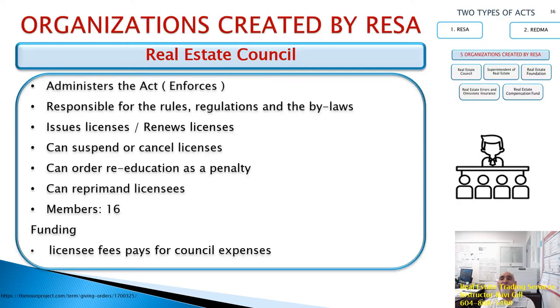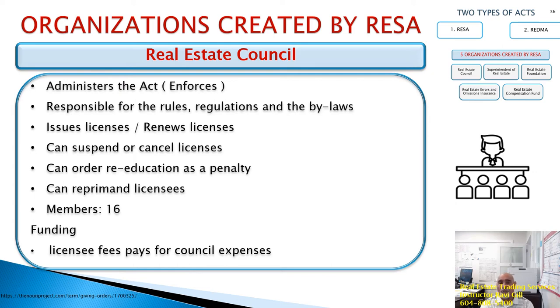Okay, let's take a look at what the council does. Real Estate Council, that's number 1 right here. So we've got 2 types of acts, RESA, the Real Estate Services Act, and the Development Marketing Act. Under RESA, there's 5 organizations created by this act. The council is one of the organizations. It administers the act. It's responsible for the rules, regulations, and the bylaws. It gives out all the licenses. It renews licenses, and it has authority to suspend and cancel licenses.